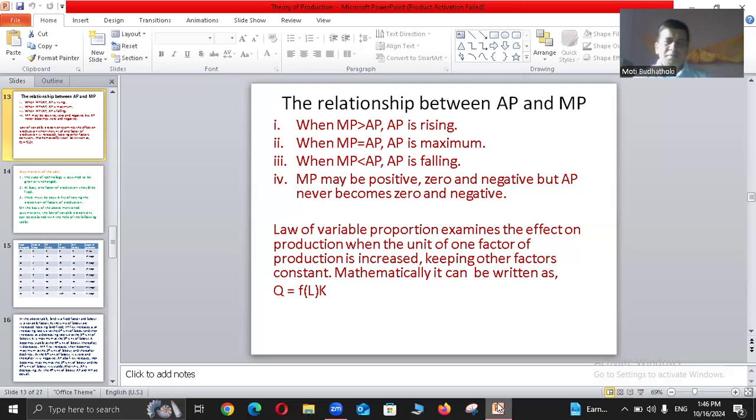Law of variable proportions examines the effect on production when the unit of one factor of production is increased, keeping other factors constant. Mathematically, it can be written as output is a function of labor, with capital constant.